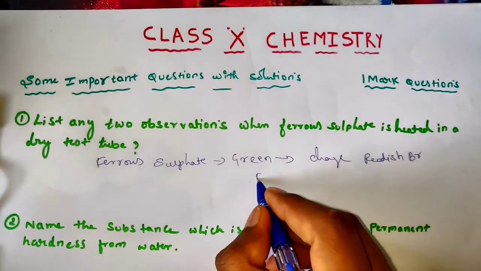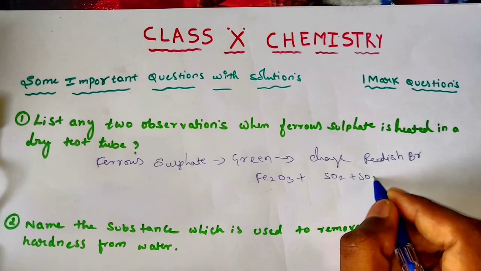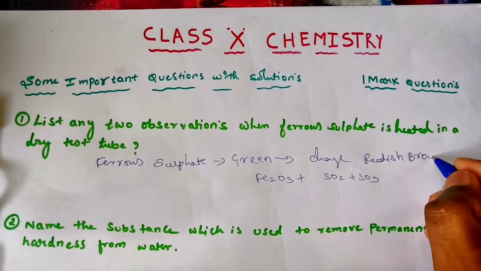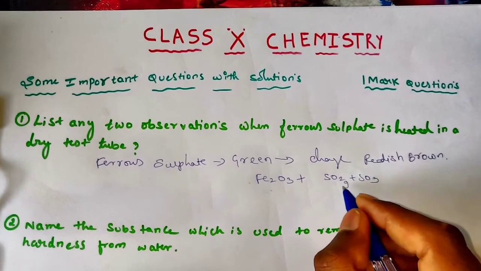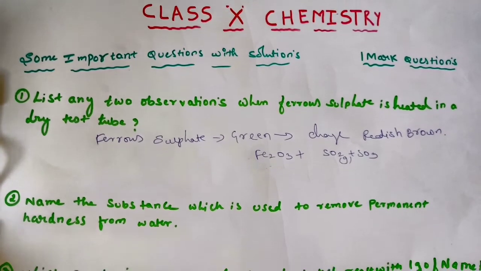Fe2O3, what are the products we will be getting? Fe2O3, SO2 and SO3. These are the three products. Due to that, green color to reddish brown color will be formed. This is the first observation. Second observation, there is an evolution of gas. Here sulfur dioxide gas and sulfur trioxide gas will both be evolved.